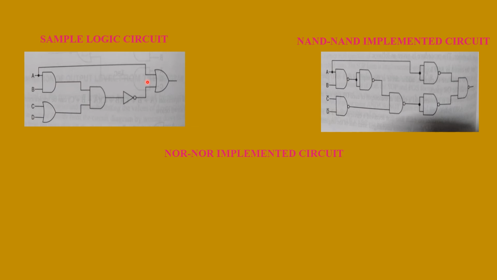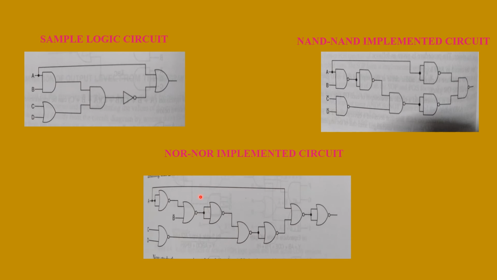Similarly, even if I'm trying it fully with NOR, I'll have the same. Look at this, the same circuit implemented using NOR. So here also 1, 2, 3, 4. One IC is over, and then 1, 2, 3, 4 with the help of another IC, that is totally 2 ICs. With the help of 2 ICs, I can implement the same circuit.